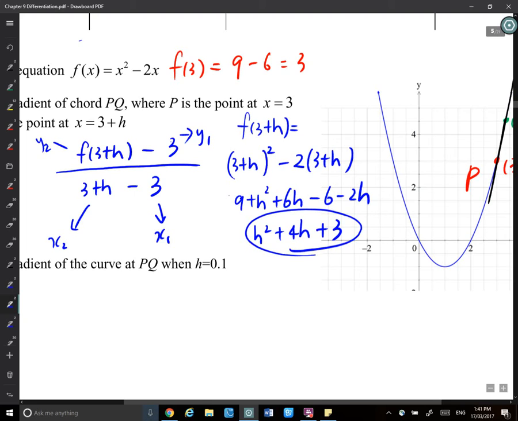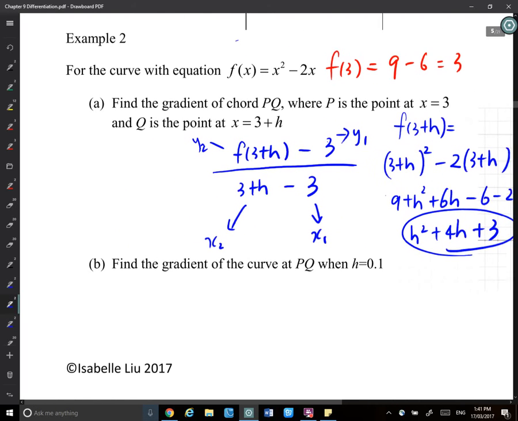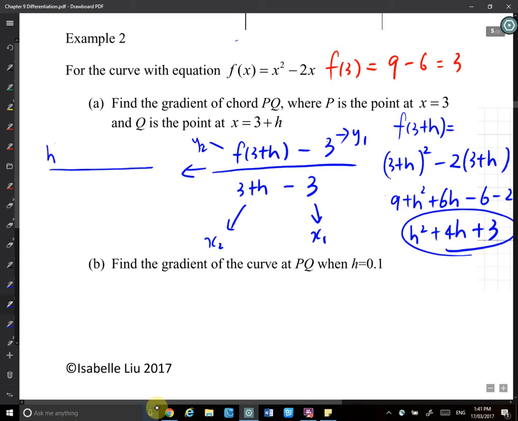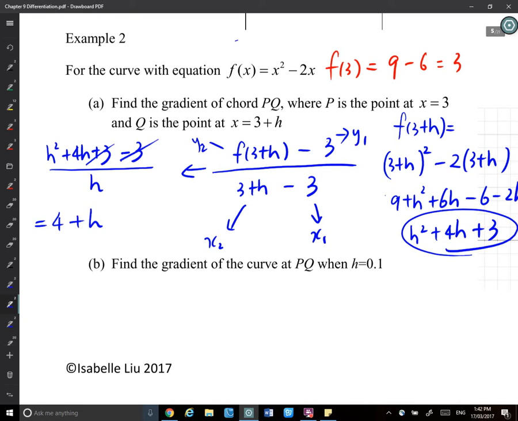Okay, that's what you have. So let's substitute that in. You will have h squared plus 4h plus 3, and you have the minus 3. You have h at the bottom, so that is h(4 plus h) over h. Okay, 3 and 3 cancelled, and you have 4 plus h.